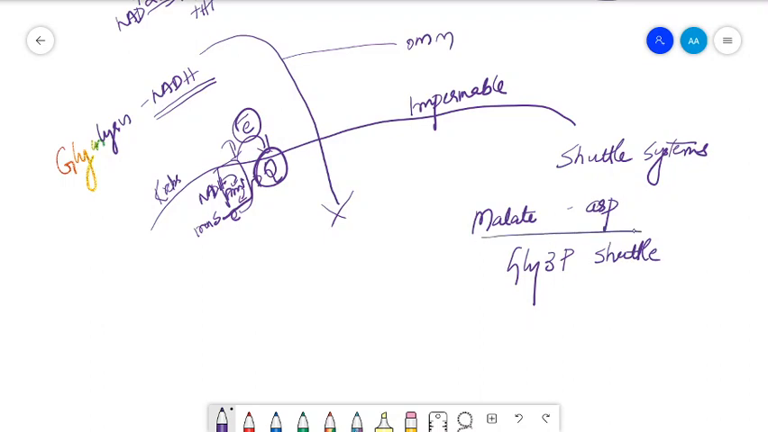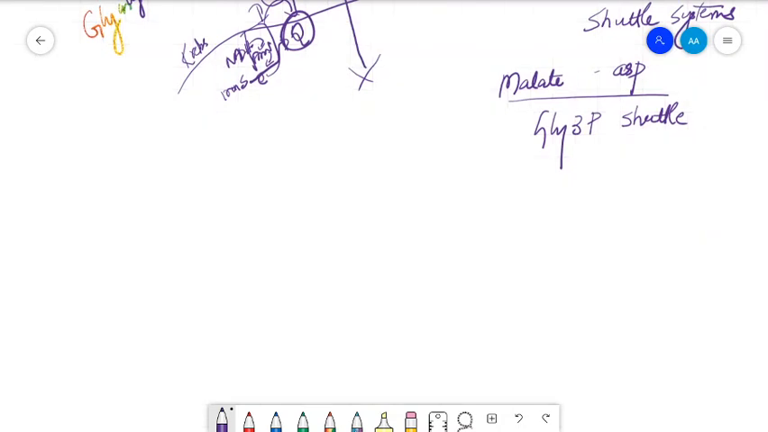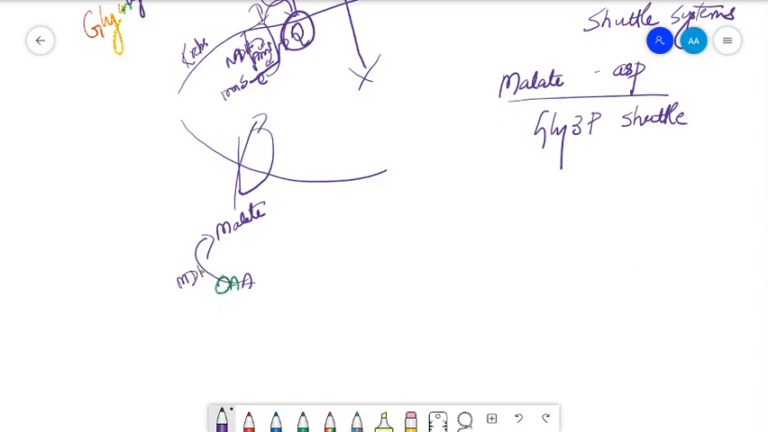So first I will explain the malate aspartate shuttle. The oxaloacetate, which is present in the cytoplasm, is converted to malate, because oxaloacetate is impermeable to the inner mitochondrial membrane, but malate is permeable. So this malate can enter the inner mitochondrial membrane. Which is the enzyme which converts oxaloacetate to malate? It is malate dehydrogenase. On doing this process, NADH receives hydrogen atoms.